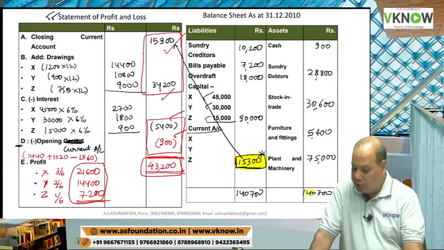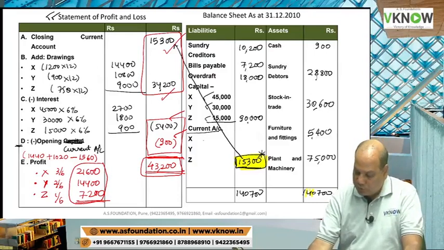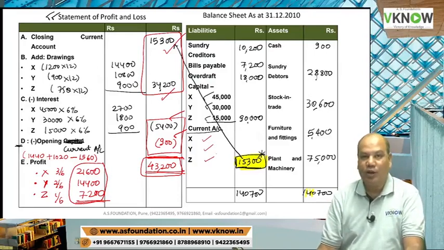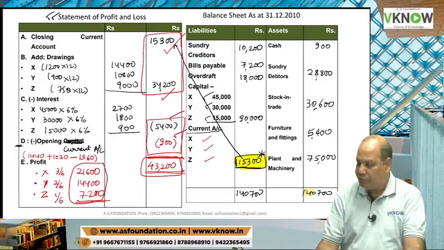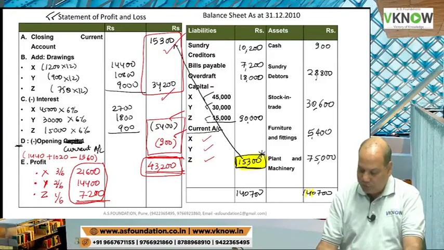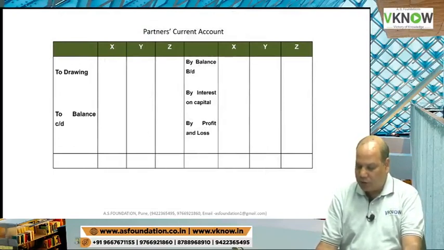Okay, so what will we do now? We will prepare a current account also, because I need to write individual balance also. Individual balance is pending. Have you completed up to these two formats? Please reply. Okay, yes. So now you come to partner's current account.